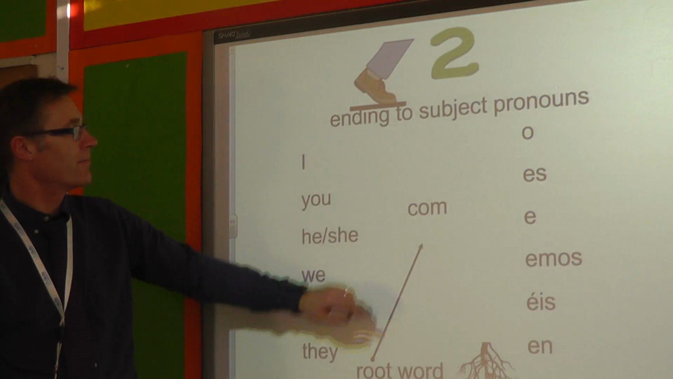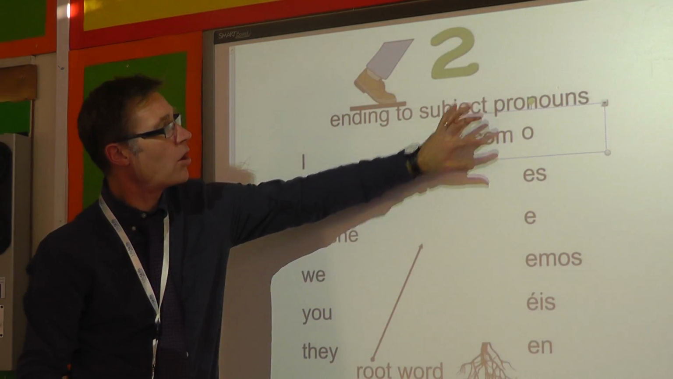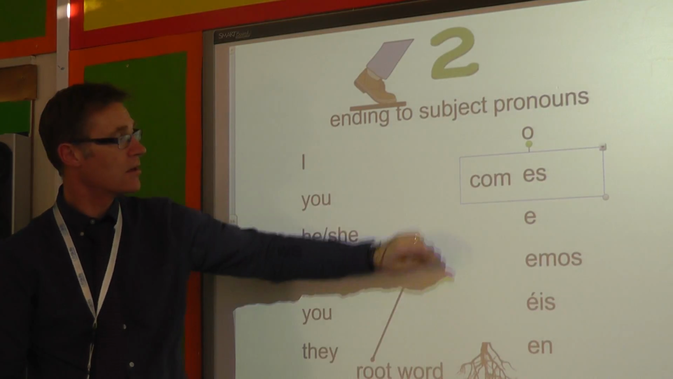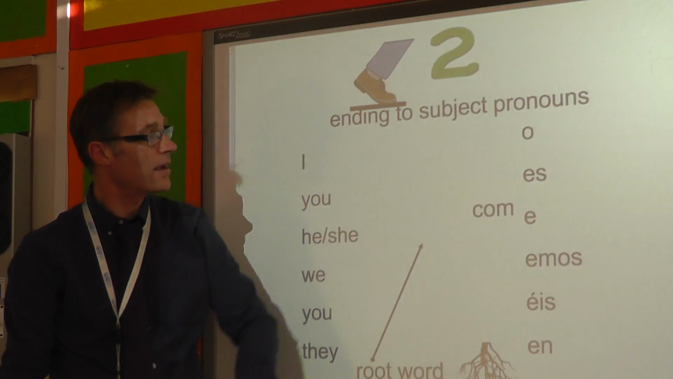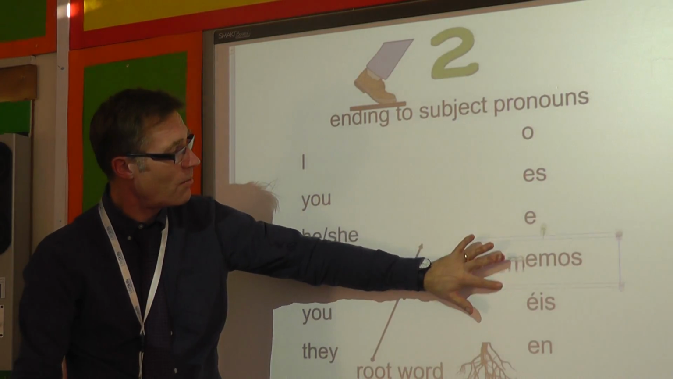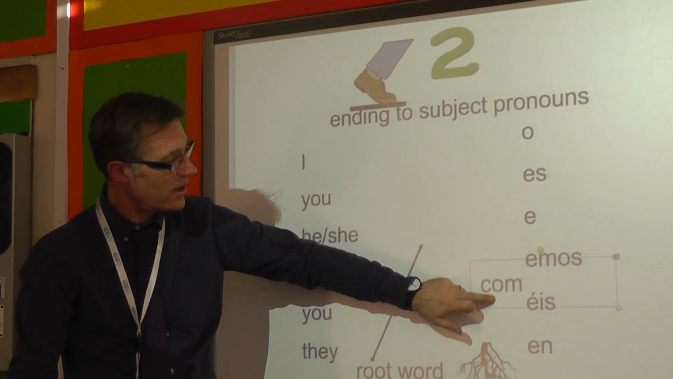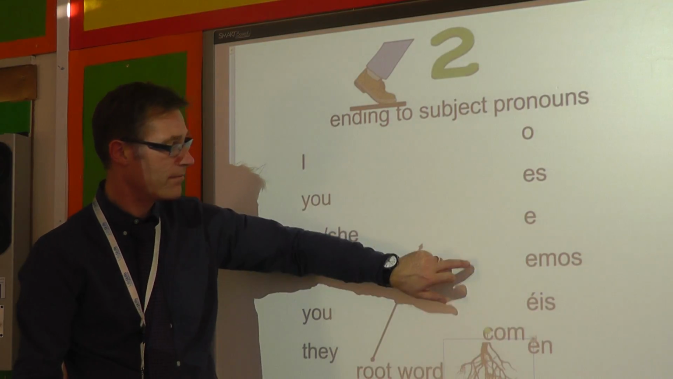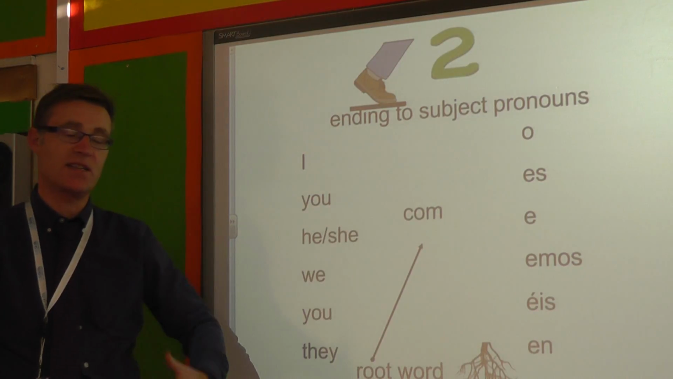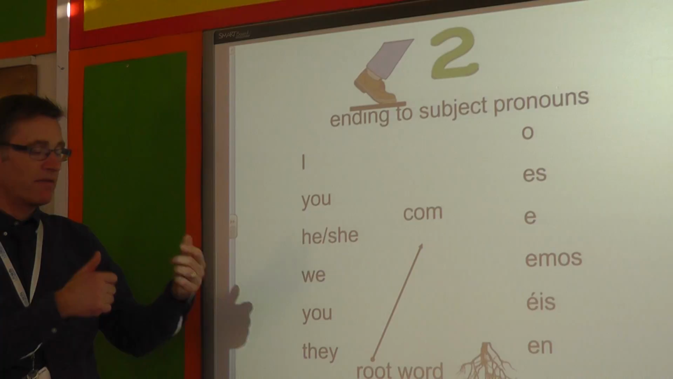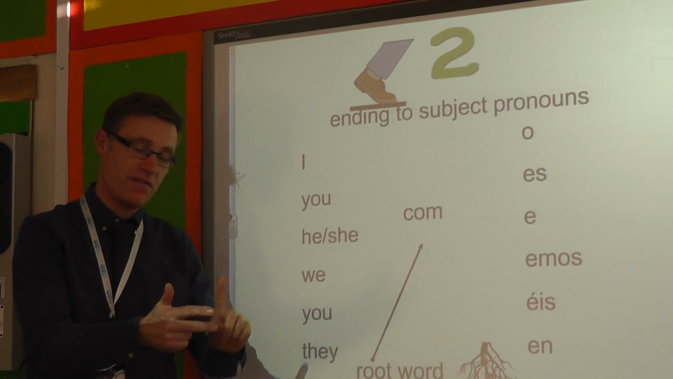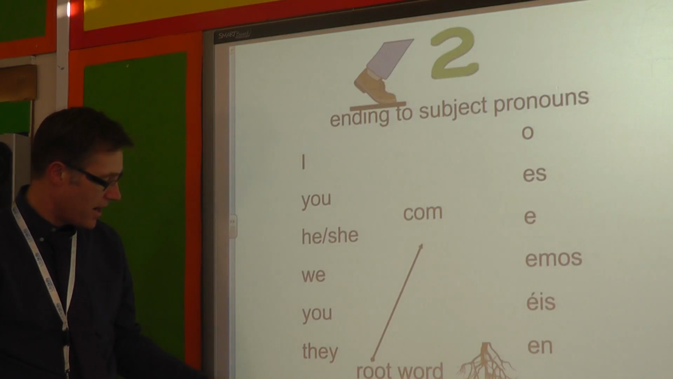So once again, these are our endings. Como, comes, come, comemos, coméis, and then finally, comen. So, again, it's a really simple process. That's our 2-step process. So we've looked at AR verbs, ER verbs, and then finally our final category, IR verbs.